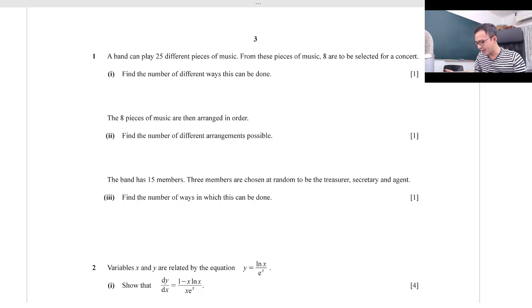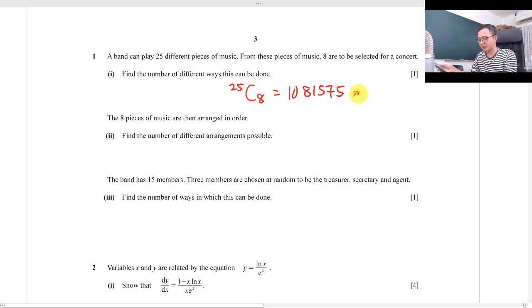Question number 1: a band can play 25 different pieces of music. From these pieces of music, 8 are selected for a concert. Find the number of different ways this can be done. This one is quite obvious. You have 25 pieces of music and you need to select 8 of them, so just 25C8. You should be able to get the answer easily by typing this into your calculator. Nothing very special, because you select them first and haven't started to do any arranging here, so we do not need to use P yet.